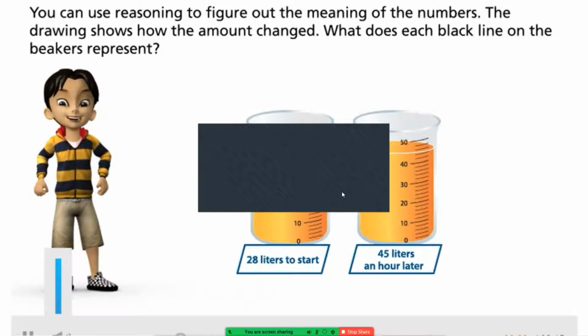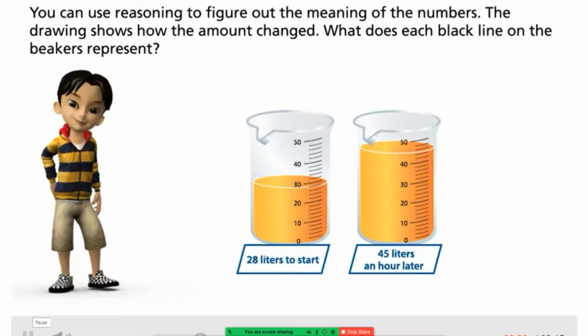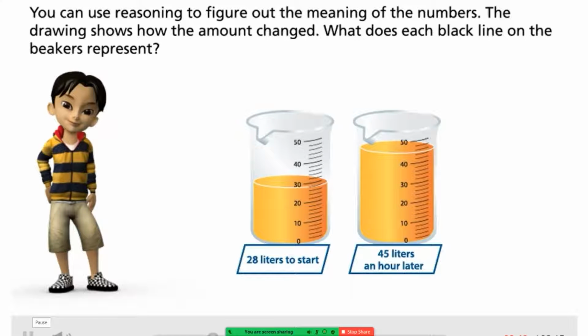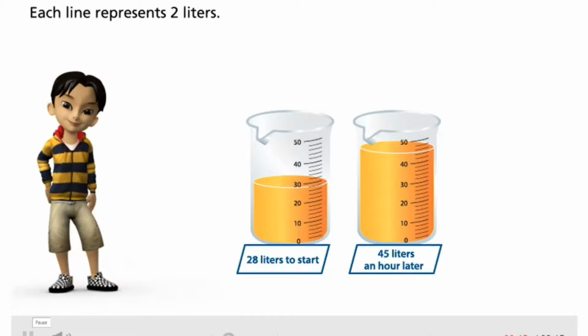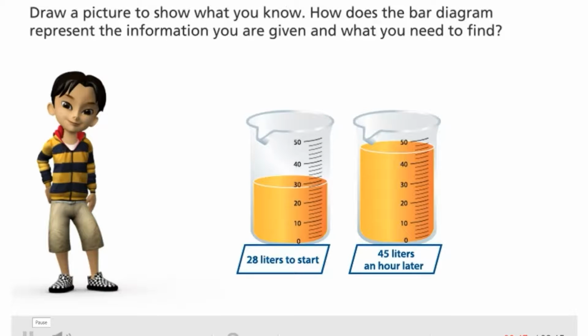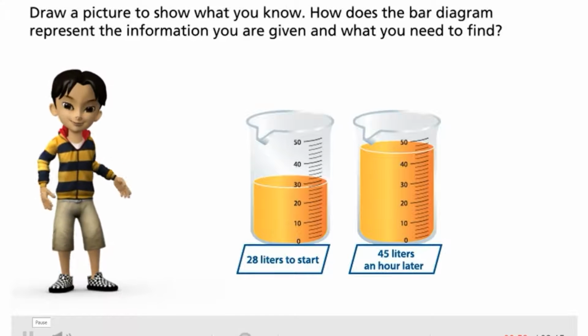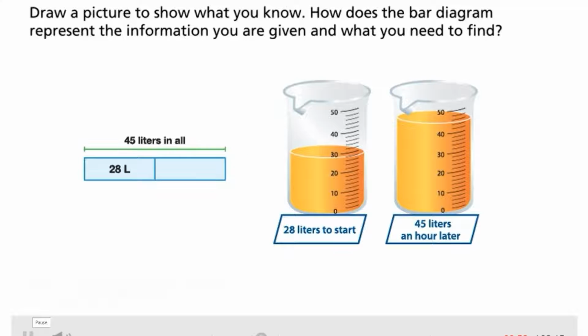You can use reasoning to figure out the meaning of the numbers. The drawing shows how the amount changed. What does each black line on the beakers represent? Each line represents 2 liters. A diagram will be really helpful here. Draw a picture to show what you know.